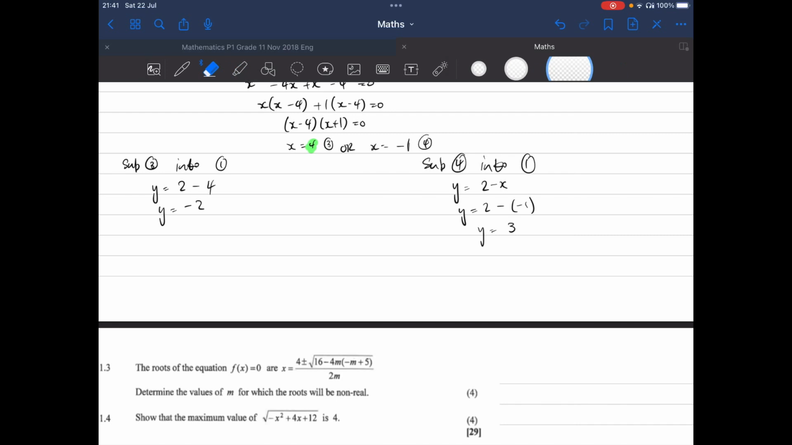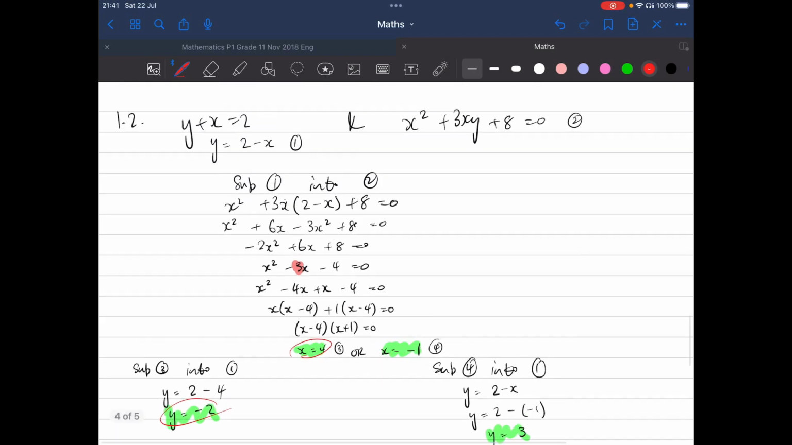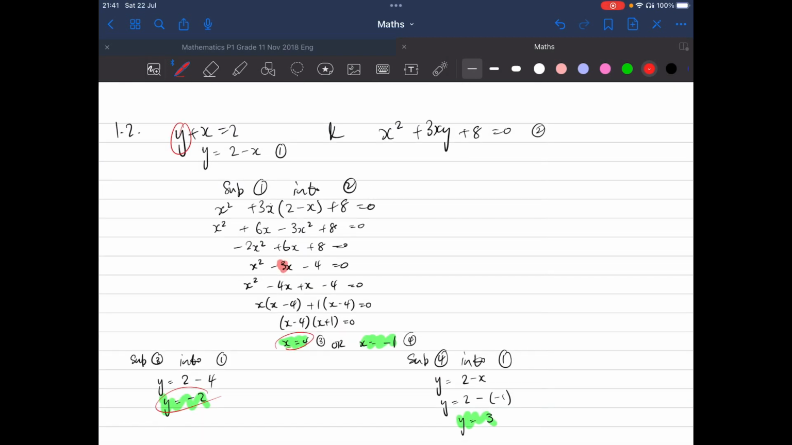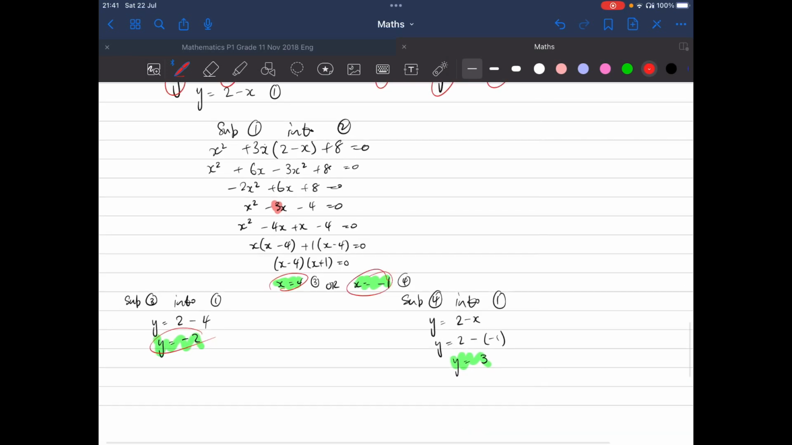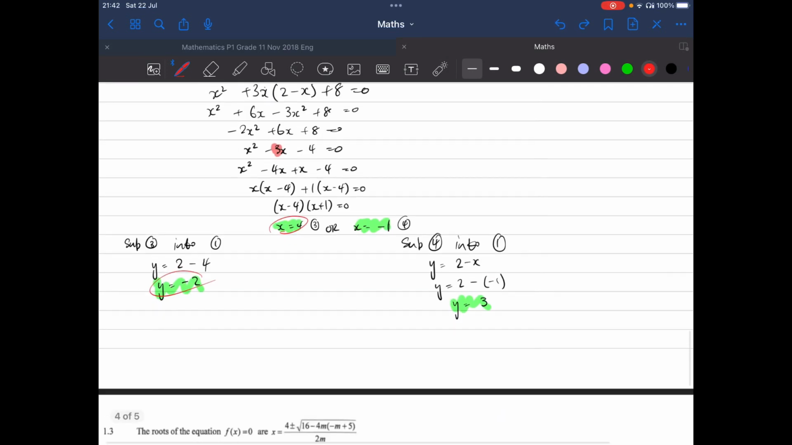So that's your answers there. So you're going to end up with 4 answers, 2 x values and 2 y values. Now to test if your answer is correct, you start with, let's say this first case here, where you have x equals 4 and y equals minus 2, right? So you come into this first equation, you sub in minus 2 for y and 4 for x, and you should get 2. And here you sub in 4 for x and minus 2 for y, and you should get 0. Okay, and then you do the same for that. And if you get the right answers, that means that your answers are correct.